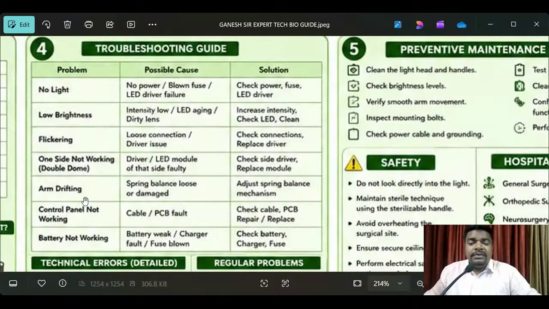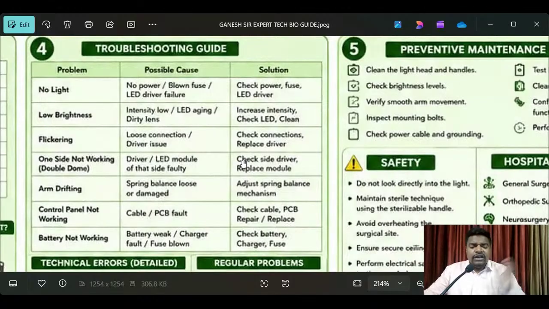Understand? And arm drifting, see here. So troubleshooting, I'm going to tell you all, listen carefully. For an arm drifting OT light, see here: the spring balance is loose or damaged, so adjust the spring balance mechanism. Okay. Next, control panel not working: cable or PCB fault, so check the cable and repair or replace the PCB. Battery not working: battery weak, or charger fault, or fuse blown, so check the battery, charger and fuse.